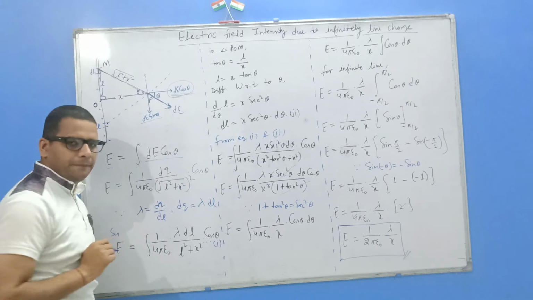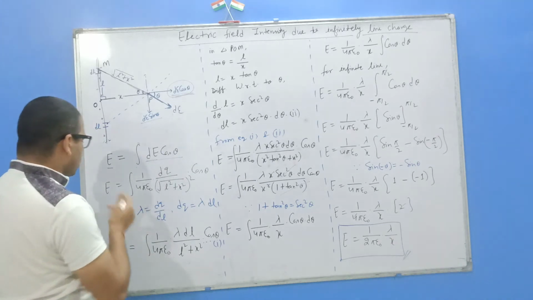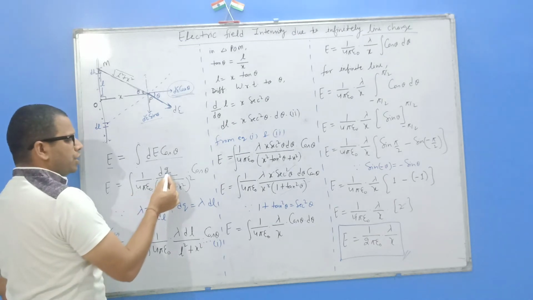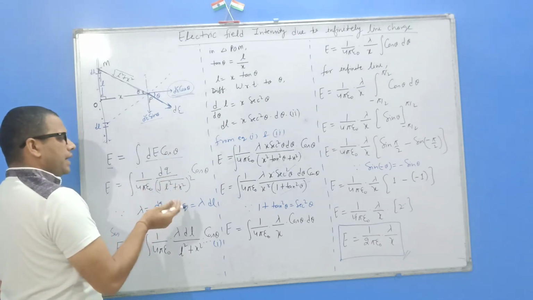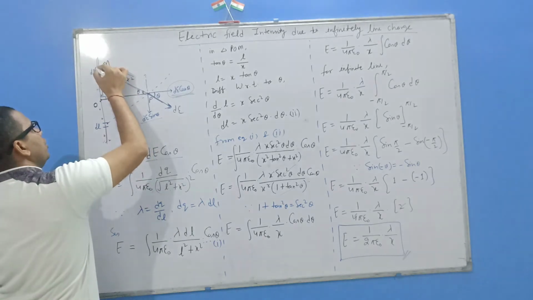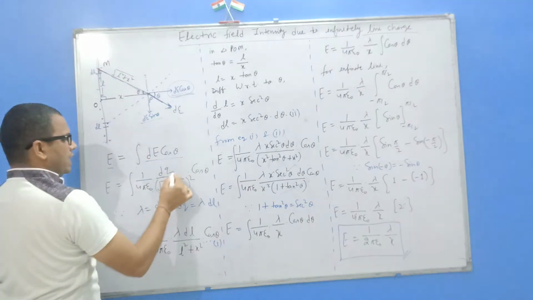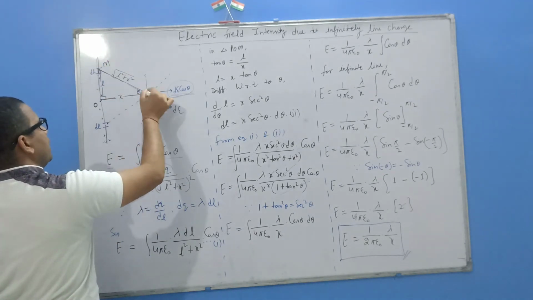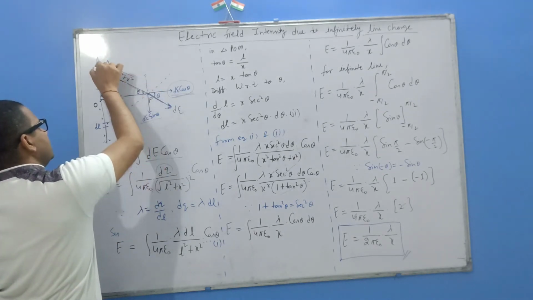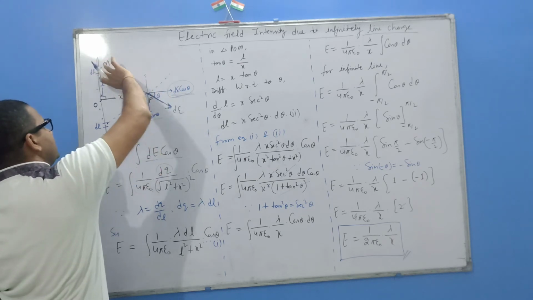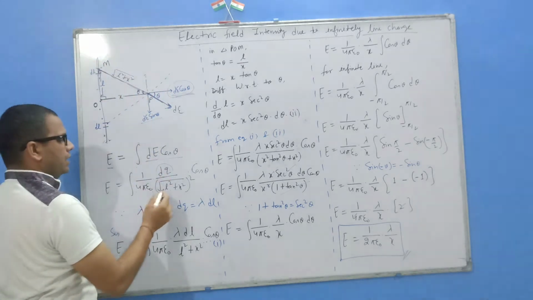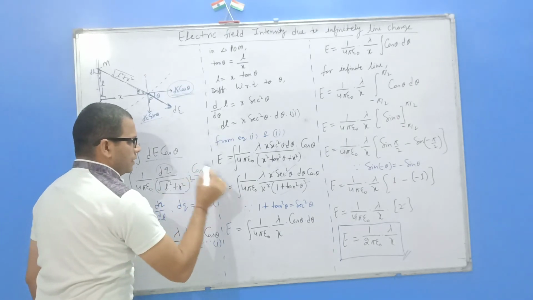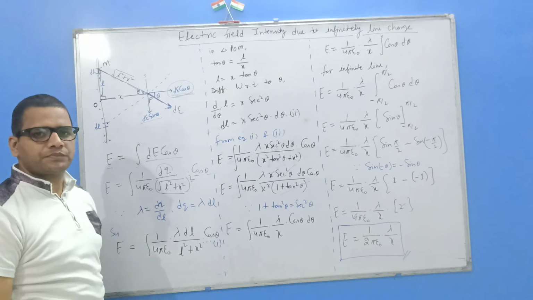So by Coulomb's law, E is equal to 1 upon 4 pi epsilon naught Q upon R square. Here Q is dQ, because for a small element dl there is a small charge dQ, and R is the line joining the point of observation to the charge. Here the joining distance is root of L square plus x square. So R square is L square plus x square, into cos theta.